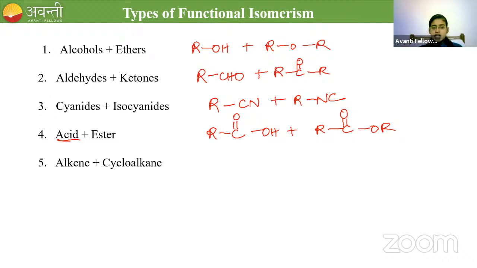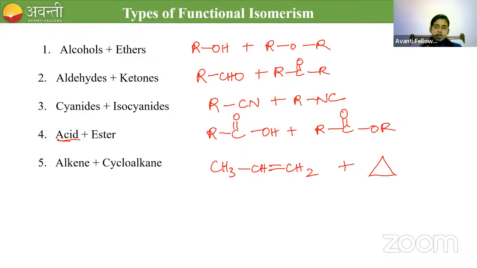And the fifth pair is alkene and cycloalkane. So you all know what is alkene, right? The double bonded carbon system. So let me take an alkene, propene. Propene means it is CH3, CH double bond CH2. And the 3 carbon containing cycloalkane is cyclopropane. So these are the 5 pairs of functional isomerism.